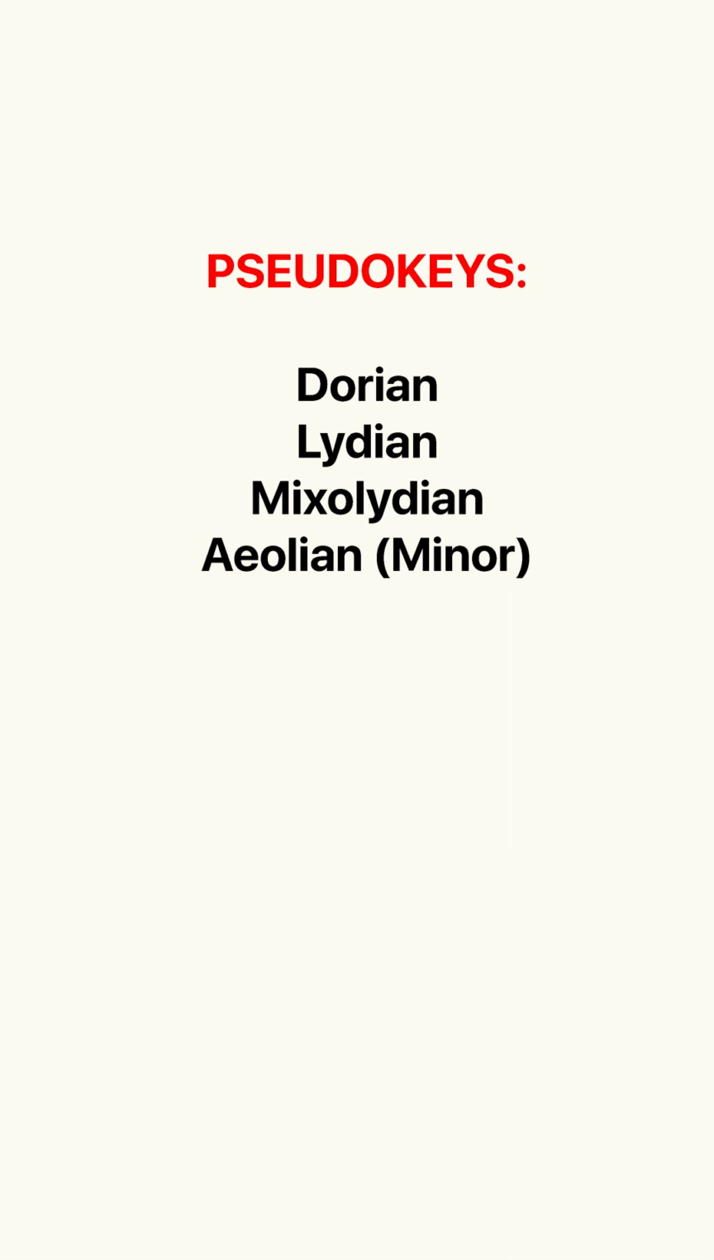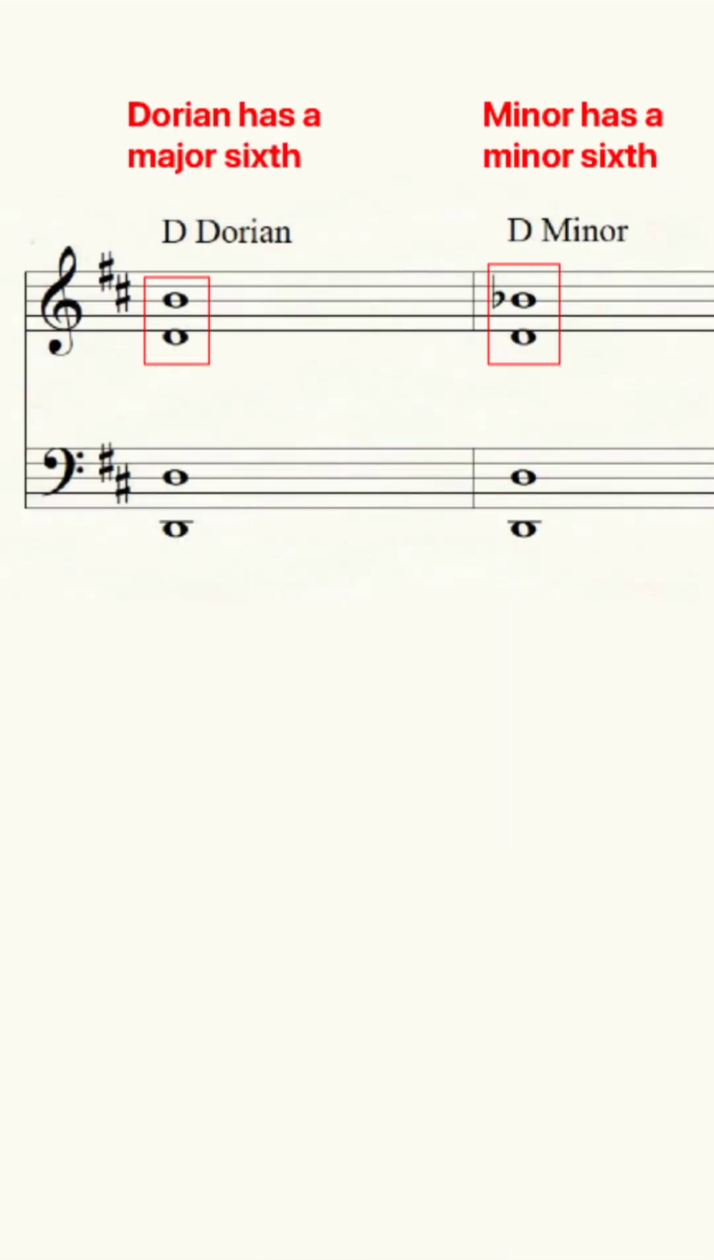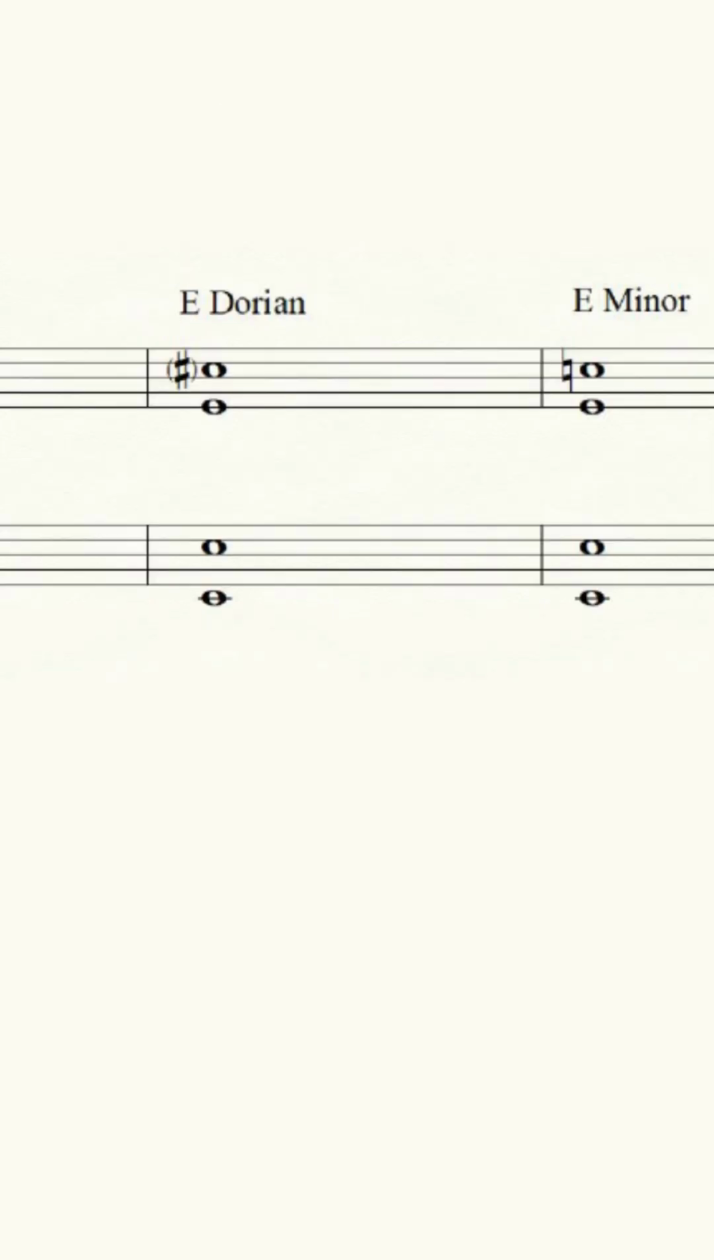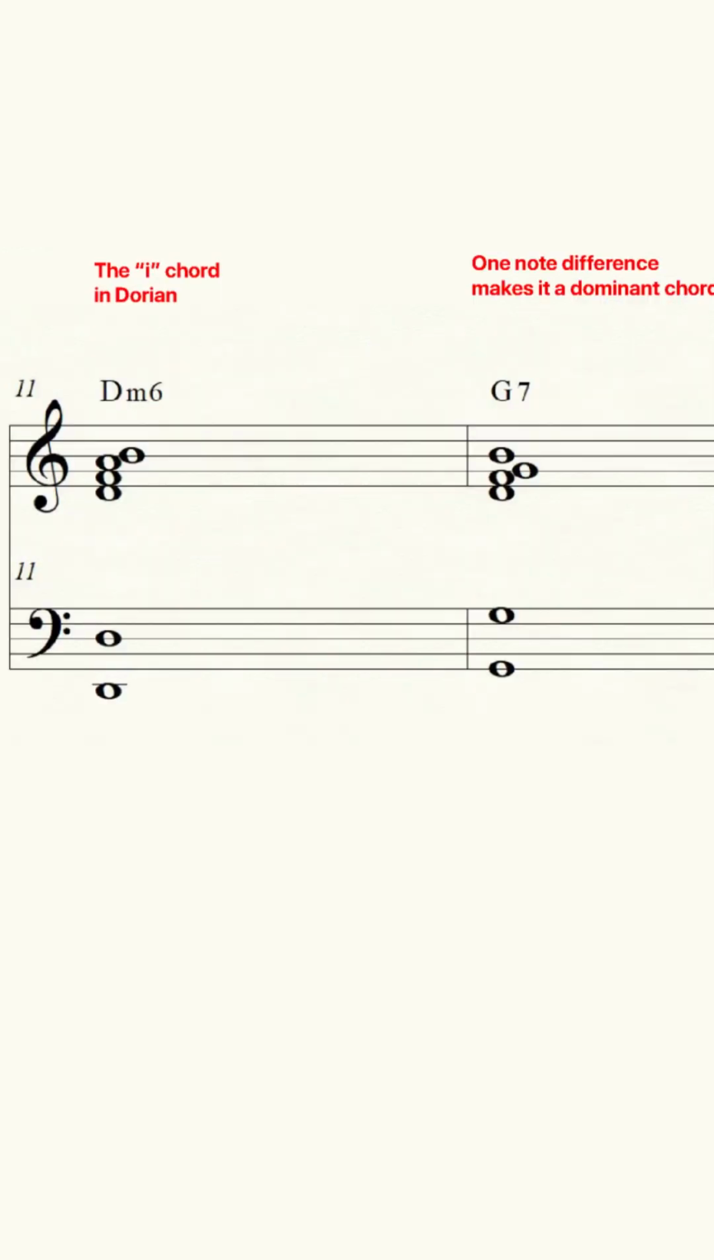So the characteristic of D Dorian is the raised sixth. D natural minor has a minor sixth. So in D Dorian, the sixth is B. It's not B flat. So in E Dorian, the major sixth degree is C sharp, not C natural. So that's the distinction with Dorian. Also, Dorian's main chord, its home chord, is actually a minor sixth chord, which is pretty close to a dominant. So if you play the minor sixth chord, you'll hear Dorian.